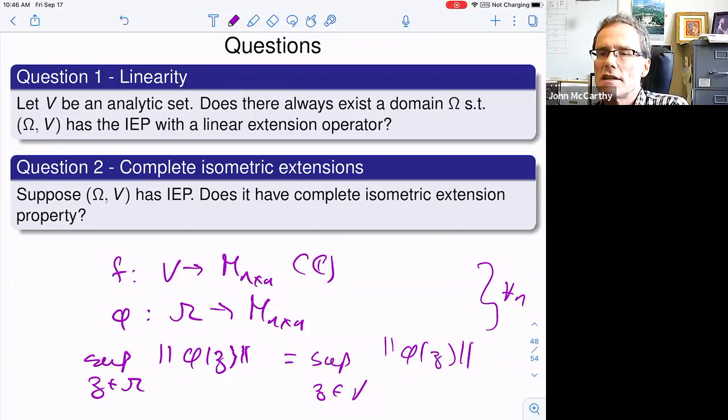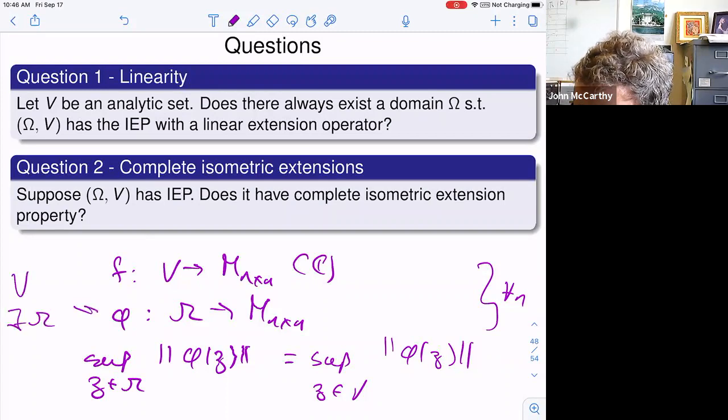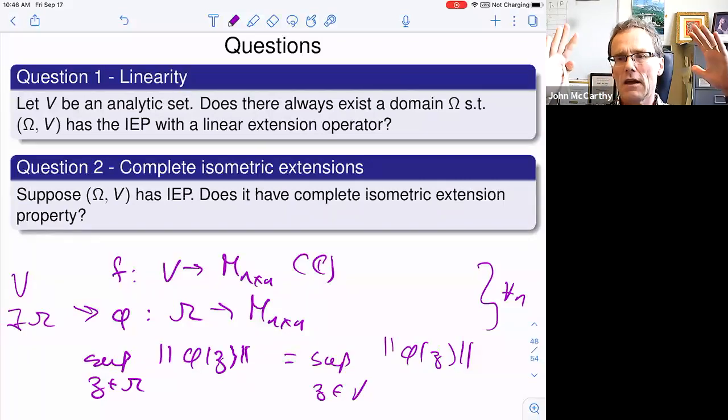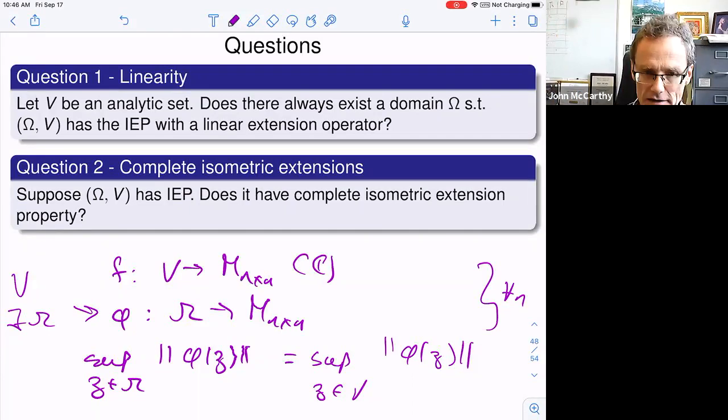And just as in the scalar case, you can prove that given any V, there always exists some omega so that the pair omega V has the complete isometric extension property. What we don't know is, do you have to shrink? In other words, if you know you have the scalar isometric extension property, do you get the complete isometric extension property for free, or do you perhaps have to shrink down to a smaller domain to get this stronger conclusion?